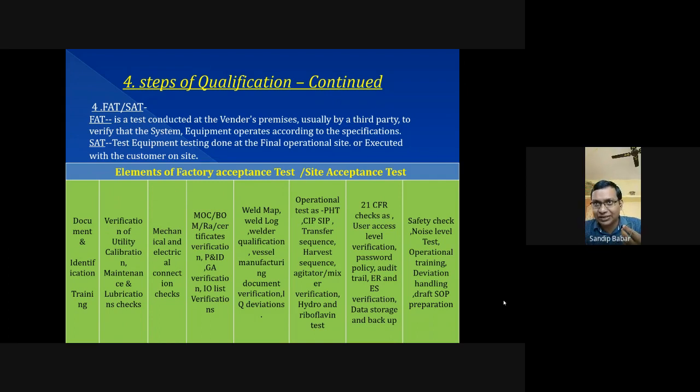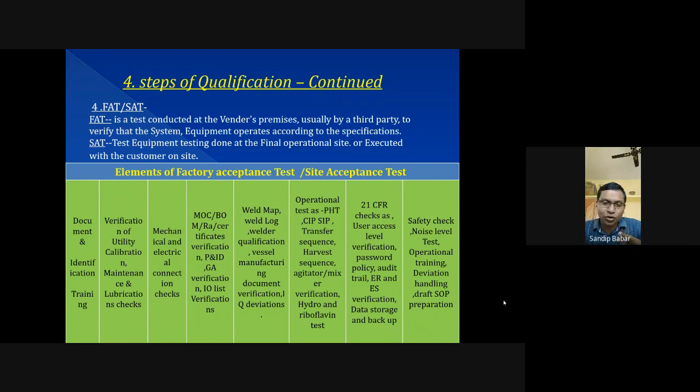Suppose one general example, your steam should come from top and go from bottom. Chilled water should always come from bottom and go from top in order to avoid hold up. So these are the minimum requirements. You have to check during FAT only.